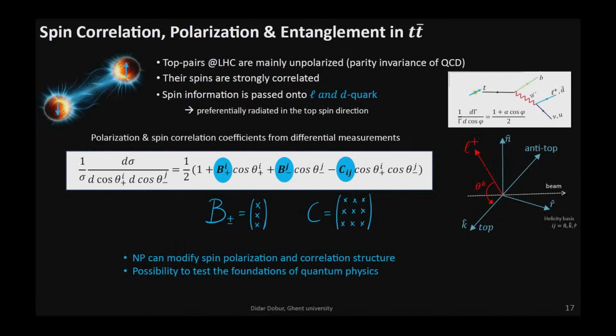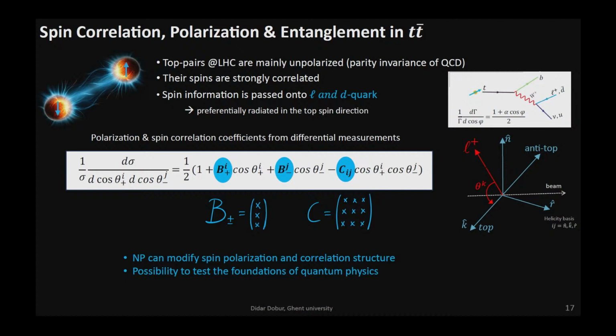Now I'm coming to the last topic I wanted to cover, which is the spin correlation, polarization, and entanglement in top quark pairs. The top quarks at the LHC are produced unpolarized, thanks to the parity invariance of QCD, but the spins are strongly correlated.